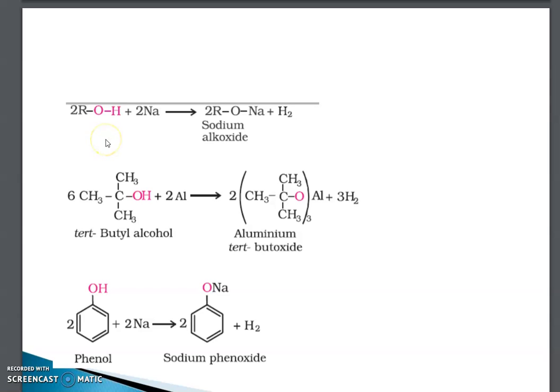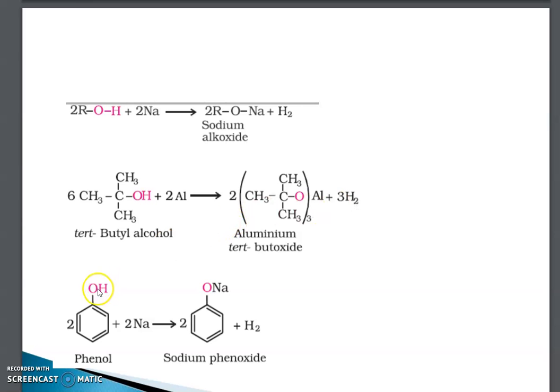If it reacts with sodium, the OH bond will break, the hydrogen will leave and sodium will attach here. So alcohol reacts with sodium to give sodium alkoxide. For example, tertiary butyl alcohol reacts with aluminium to form aluminium tertiary butoxide plus hydrogen. The hydrogen eliminated from here will be released as hydrogen gas. However many hydrogens are eliminated, that much hydrogen is produced.